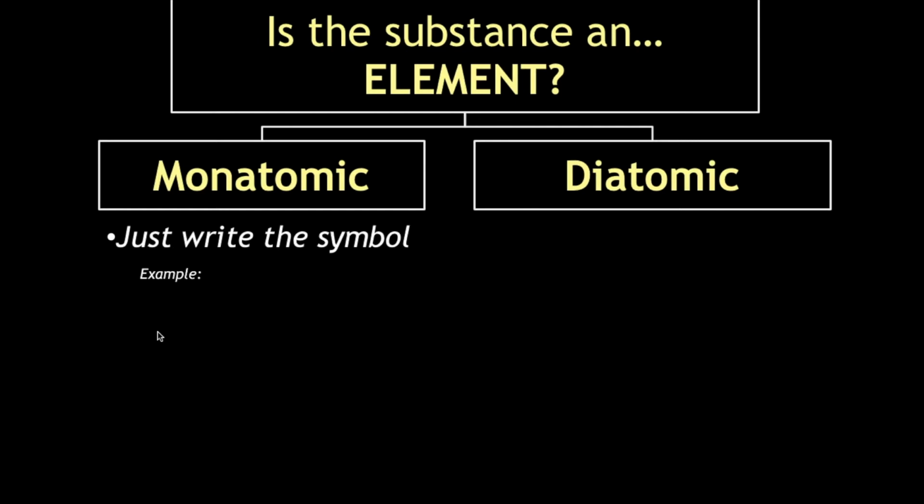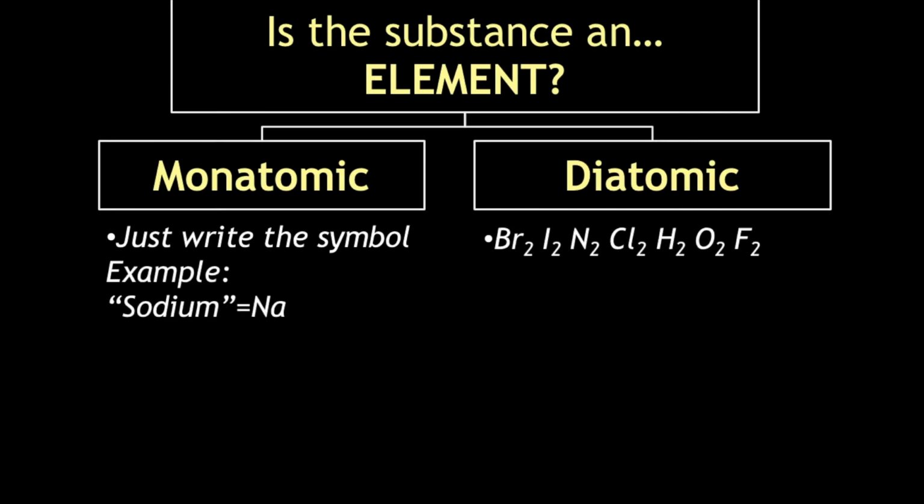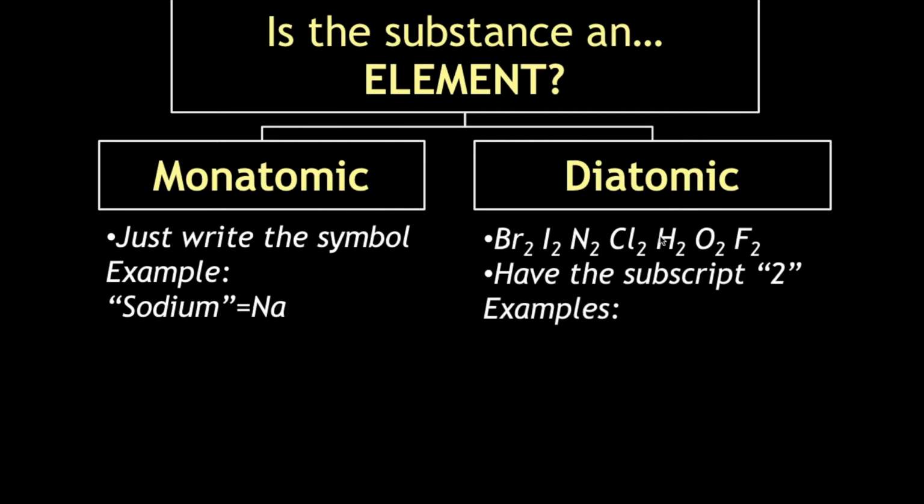If it's monatomic, you're just going to write the symbol, and if it's any of these elements here, it's going to be diatomic. If it's any other element on the periodic table other than these 7 (1, 2, 3, 4, 5, 6, 7), it will be monatomic, so you just write the symbol. But if it's diatomic, it would have a 2. That's why oxygen exists as O2.